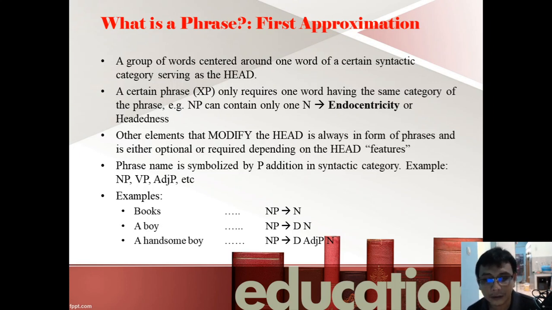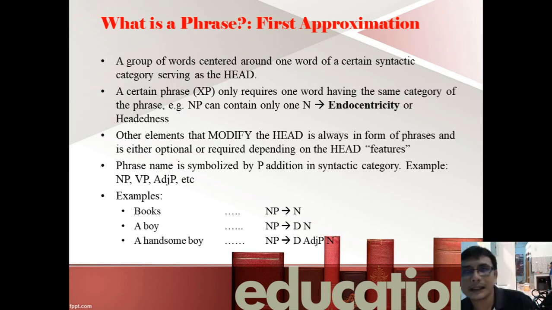And then the second, it can consist of only one word. Okay, so for example, the word like books in my notes below is already considered to be a phrase. It is a noun phrase because it consists of minimally one word, which is a noun. Okay, and then a certain phrase only requires one word having the same category of the phrase. Okay, and this notion is called endocentricity or headedness. And other elements that modify the head are always in form of phrases and either optional or required depending on the head features. In our previous video, we have talked about features.